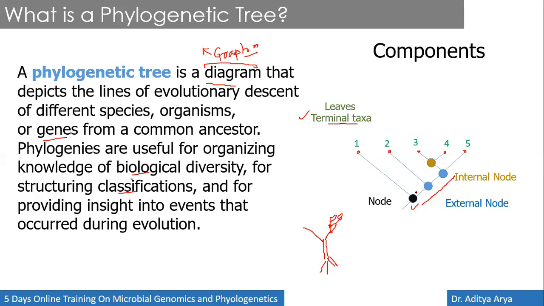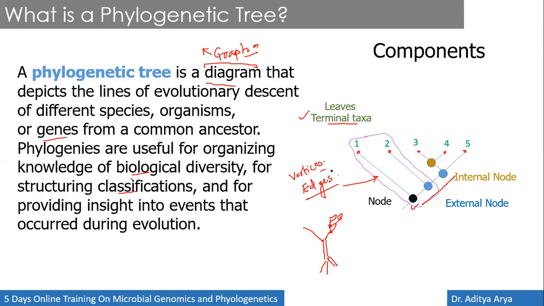Mathematicians will give different names. They will call these things nodes and they will call these lines edges, because as I mentioned, this is a graph. So graphs will have edges, vertices, and nodes.